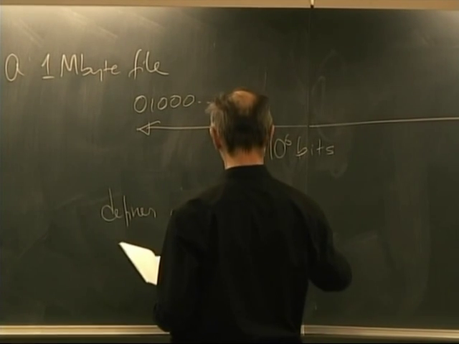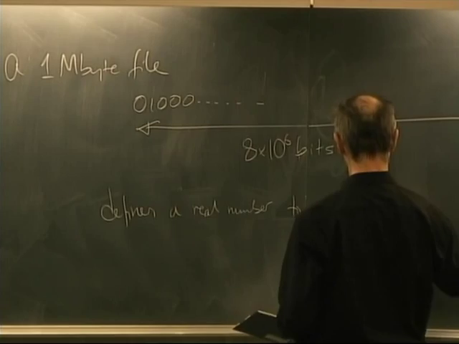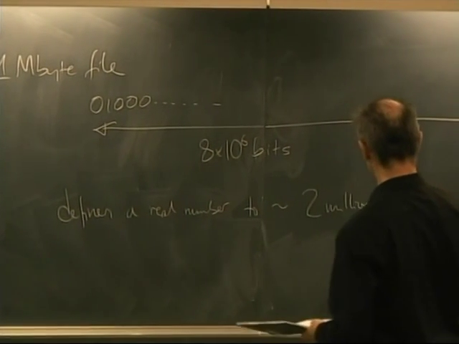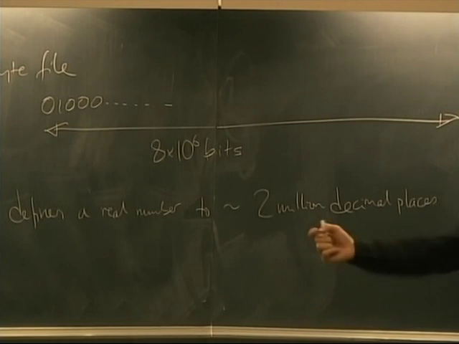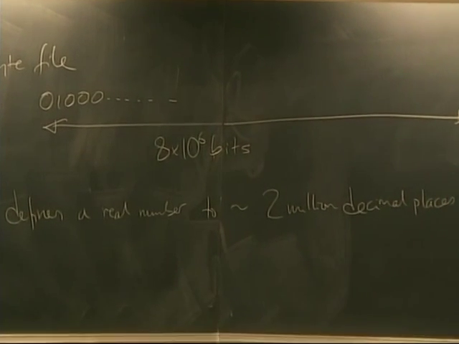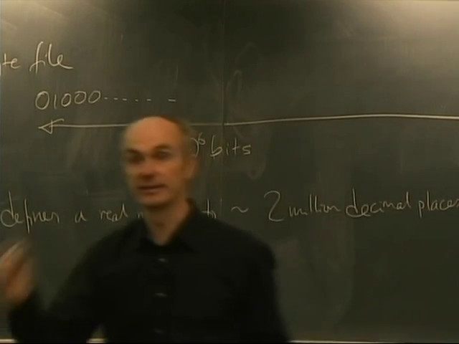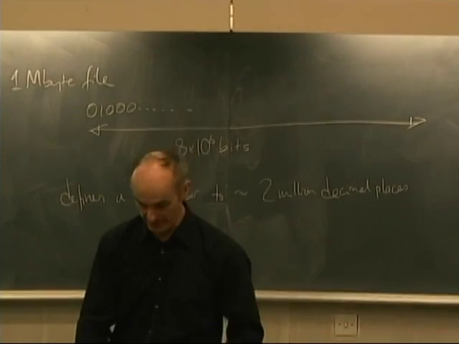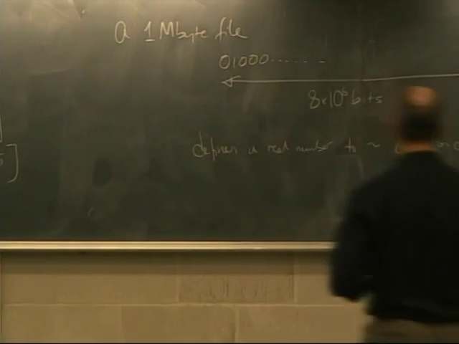Any 1 megabyte file defines a real number to roughly 2 million decimal places of precision. And if you add another megabyte of binary to it, you've defined it to another 2 million decimal places. Okay? So an entire file is sending just one number. So what do we do next?